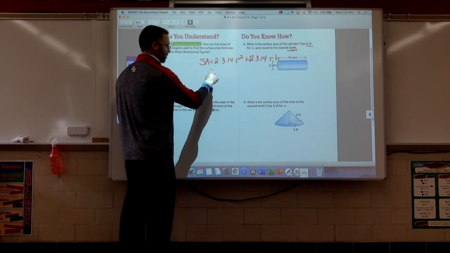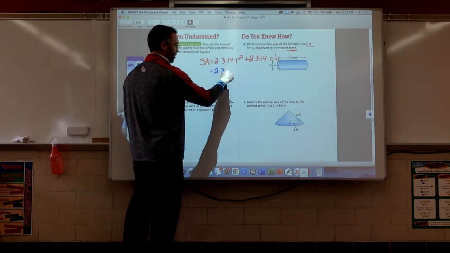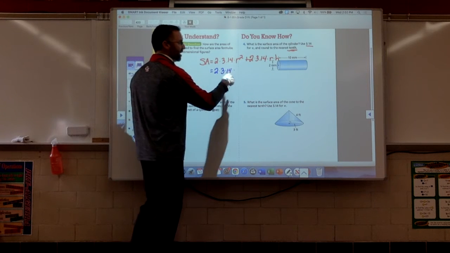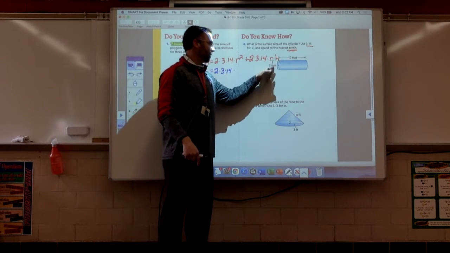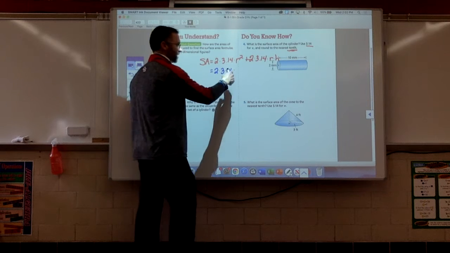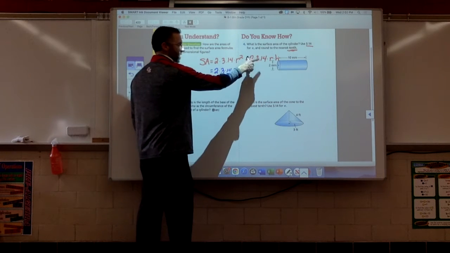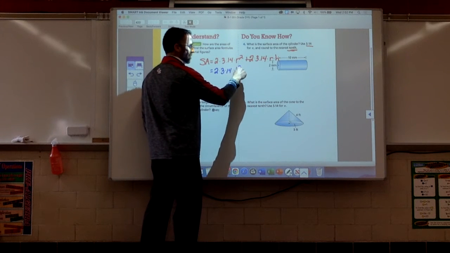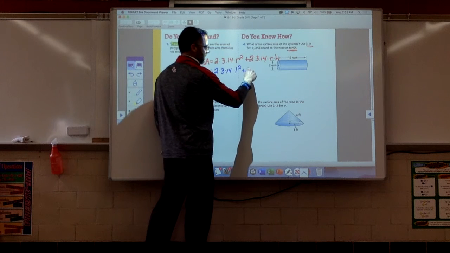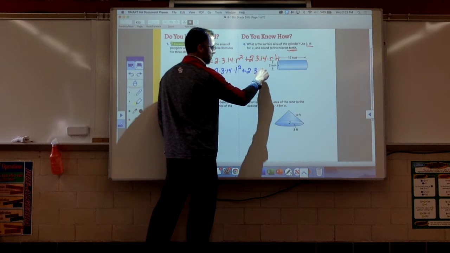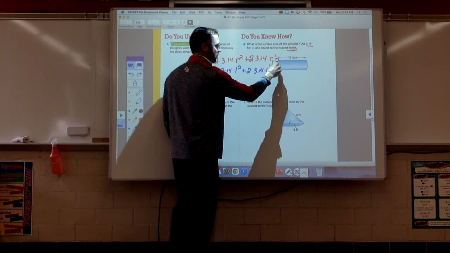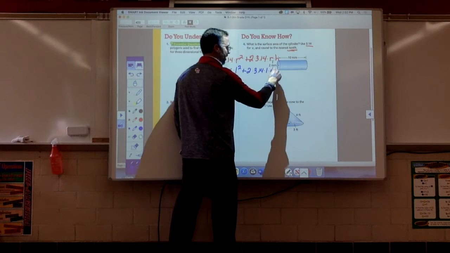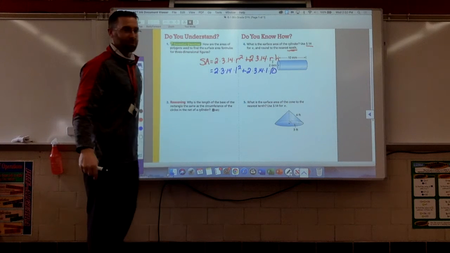Well, 2 doesn't change. 3.14 doesn't change. The radius. What's the radius of this circle? 2. No, we want the radius, not the diameter. Radius, cut 2 in half. That radius is 1. Plus 2 times 3.14 times the radius, 1, times the height. What's the height? 10. Now let's plug it in there.